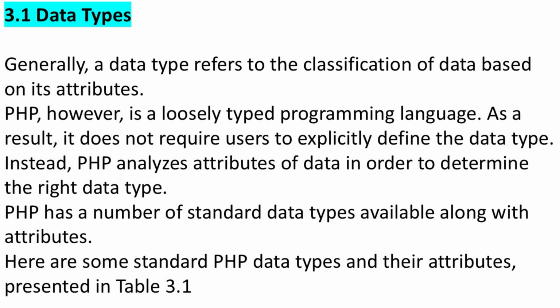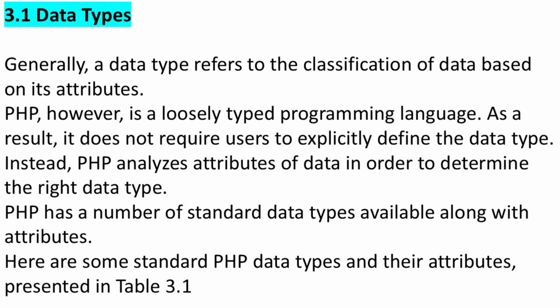In programming, a data type simply means the category or classification of data based on the kind of value it holds. For example, numbers, text, and true or false values all belong to different data types. In PHP, data types are very important, but here's something interesting. PHP is a loosely typed language. That means you don't have to manually tell PHP what type of data you are storing. Unlike some other programming languages, PHP automatically figures it out for you.